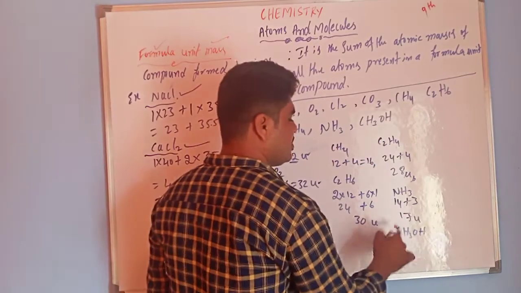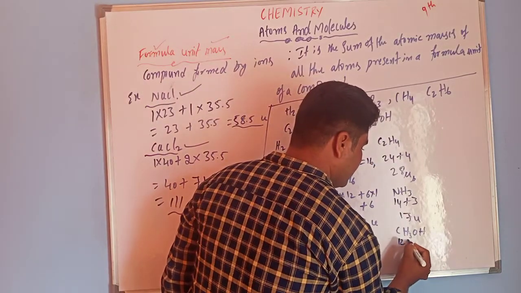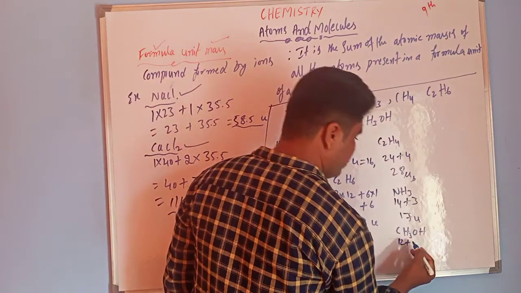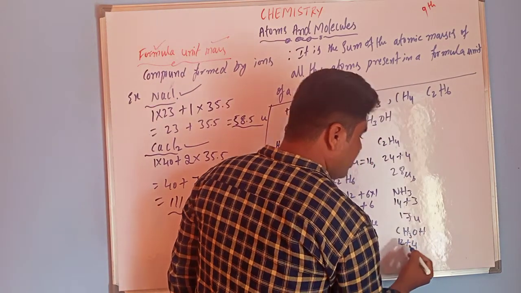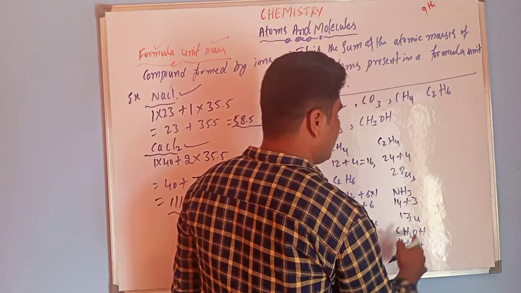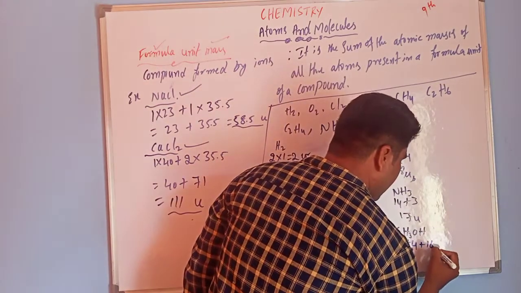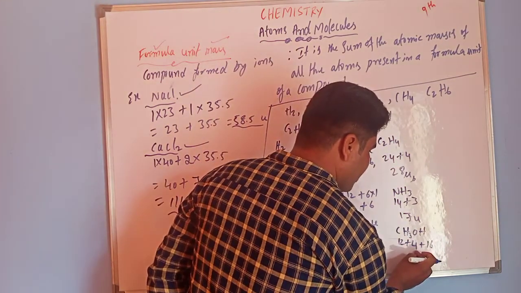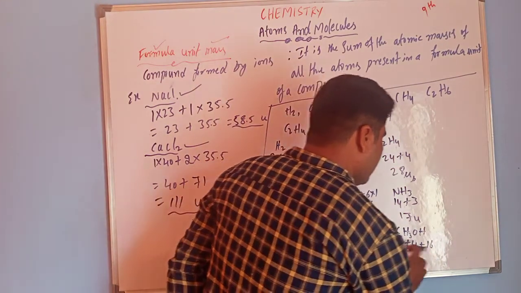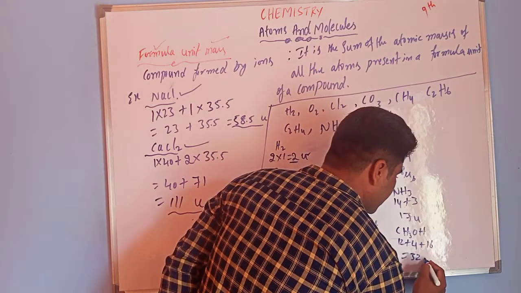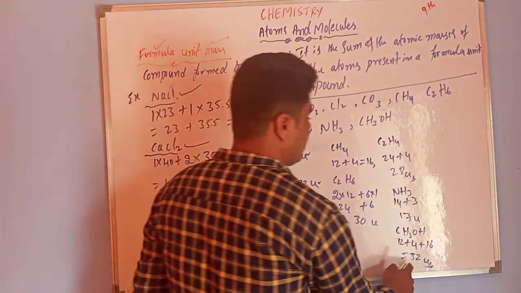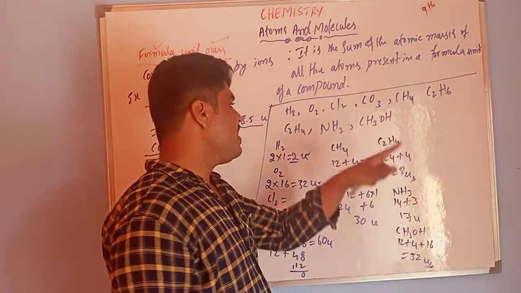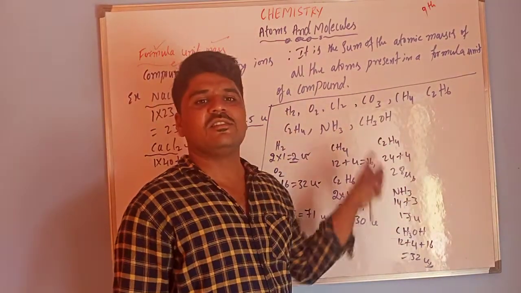Next is methanol, or methyl alcohol, CH3OH. How many carbon atoms are present? Only one, so the atomic mass is 12. How many hydrogens? Here 3 hydrogens, here 1 hydrogen, 4 hydrogens, so 4 atomic mass. Plus 1 oxygen, whose atomic mass is 16. So 16 plus 4 is 20. 20 plus 12 is 32. 32 u is the molecular mass of this methanol. So this is the first question.